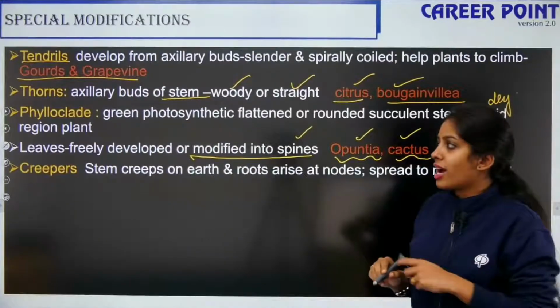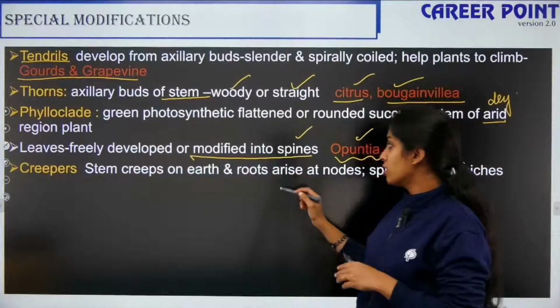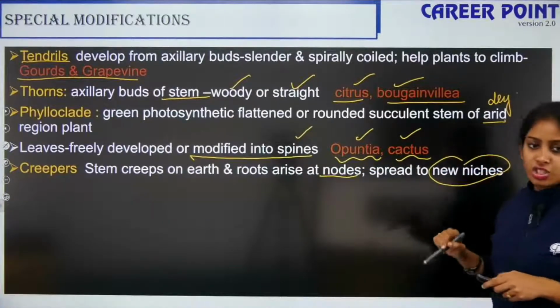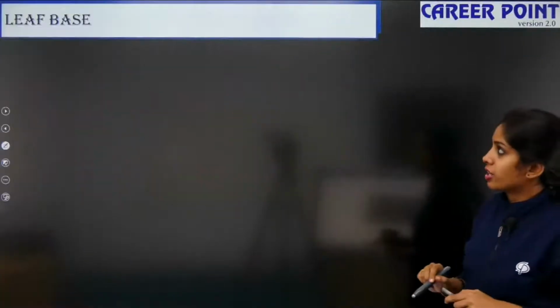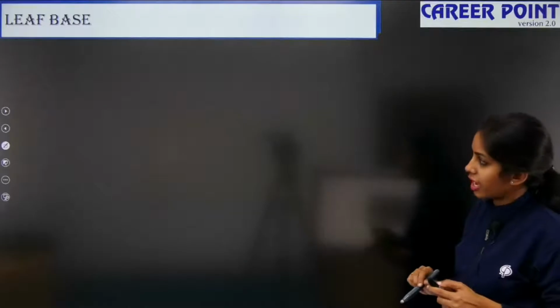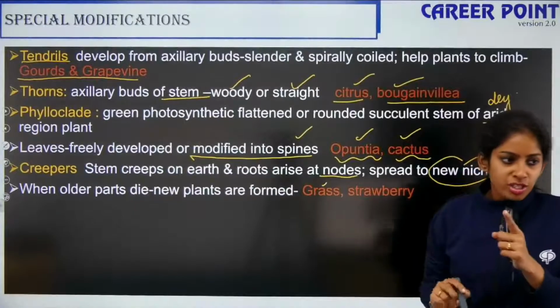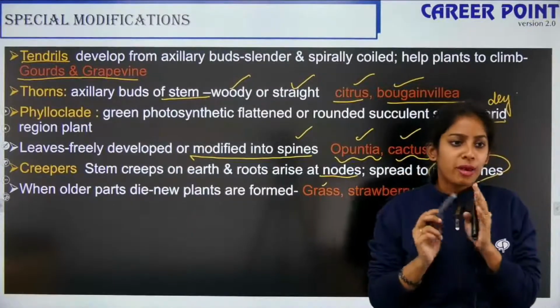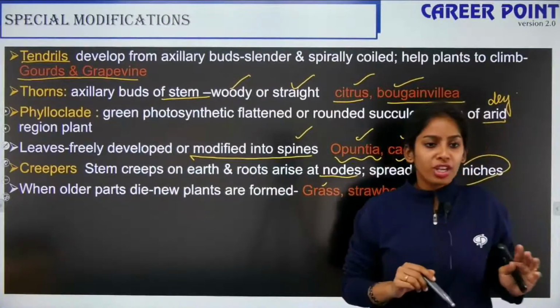The fourth one is your creeper. Your creeper creeps on the earth and roots arise at the nodes. They spread to form new plants, in the case of your strawberry and your grasses. I don't have the picture, I am sorry, I forgot to put the picture. So tendrils you will remember, thorns you will remember, phylloclades you will remember, creepers along with the examples. With this we are done with the modifications of your stem.